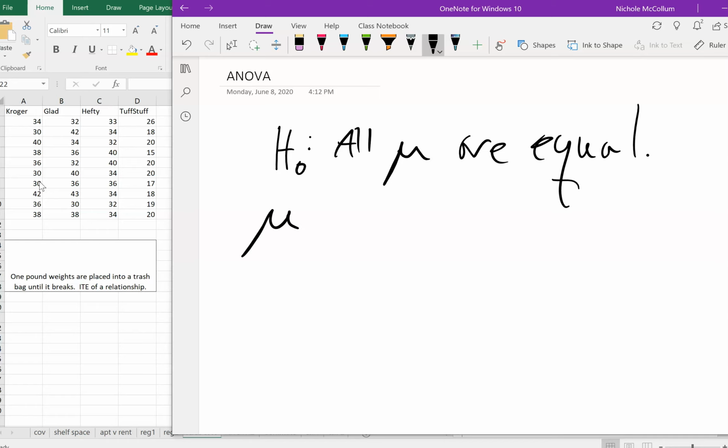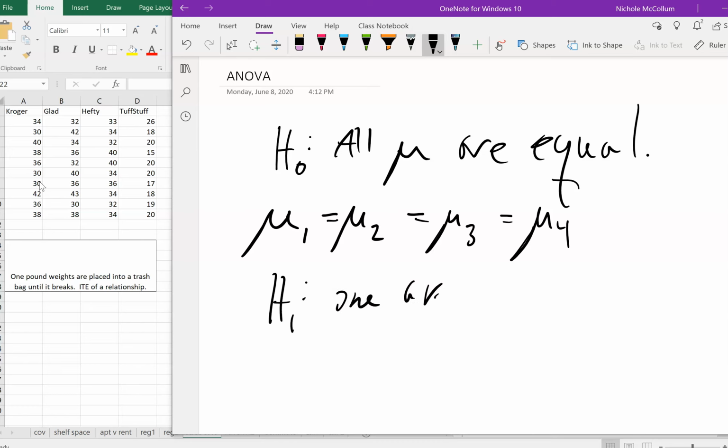Or another way to write that is the average of the first trash bag equals the average of the second trash bag, equals the third and fourth, up until you're done. We have 4 trash bags we're comparing. That's why I'm writing mu1 to mu4. If there were only 3 trash bags, I would have done mu1 to mu3. The alternative is that 1 average is different. Which one?